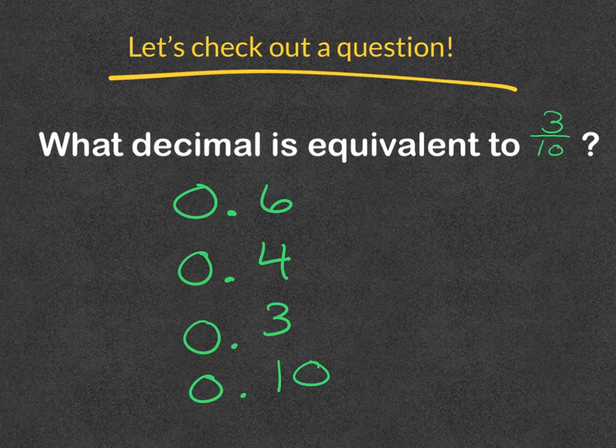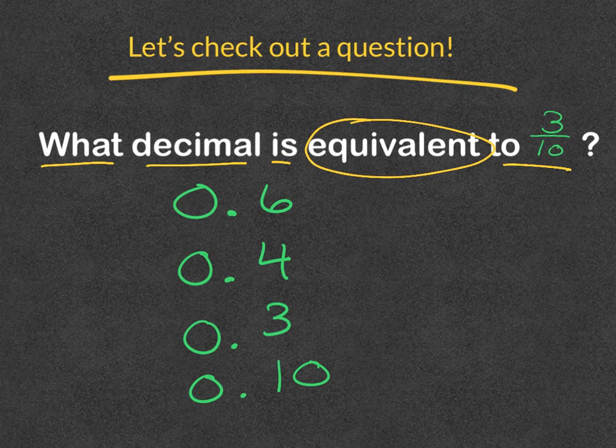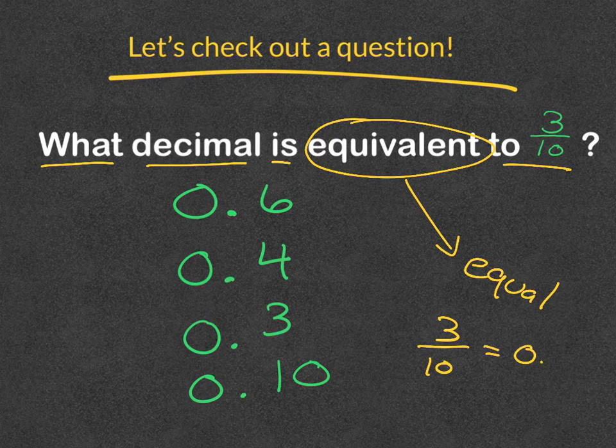Let's go ahead and check out this question. It says, what decimal is equivalent to 3/10? A lot of students get mixed up with this word. Equivalent just means equal to, or what matches 3/10. So if we just practice reading 3/10 the way that we're used to it, we'd say 0, because there's no whole number, and 3/10. So we read it out loud, and then we can see which number matches, or which number is equivalent to.